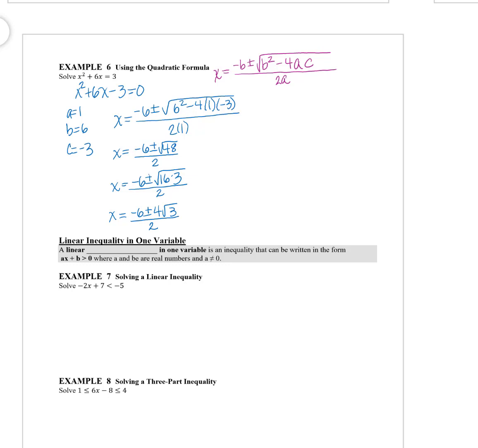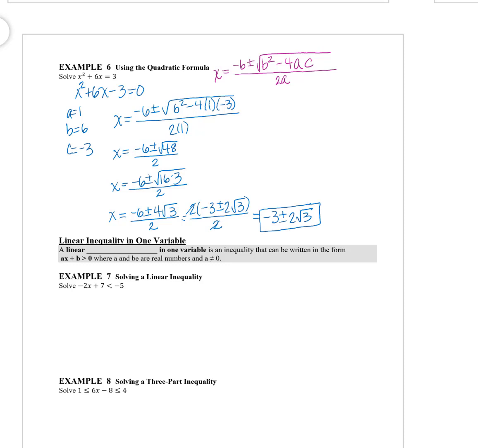So we can take out a perfect square of 4. Now we're not quite done because do you see how the 2, the 4, and the 6 all have a common factor of 2? So I'm going to factor out a 2 from each of the terms so that we can divide the 2 out. So now we have the two solutions, negative 3 plus 2 root 3 and negative 3 minus 2 root 3.